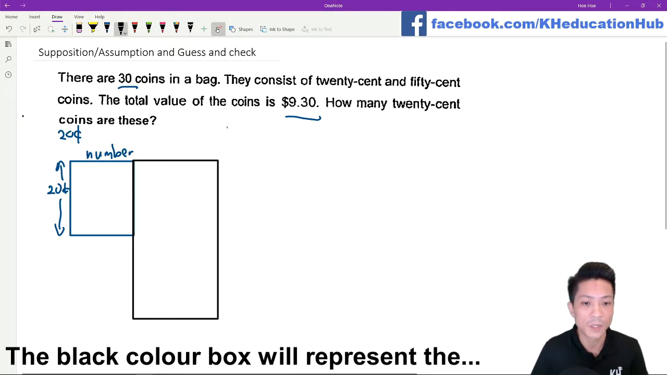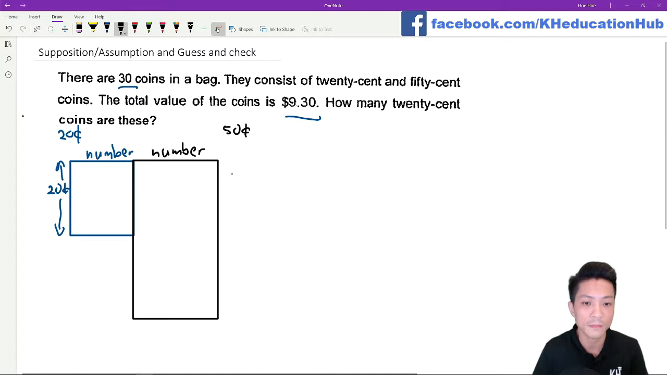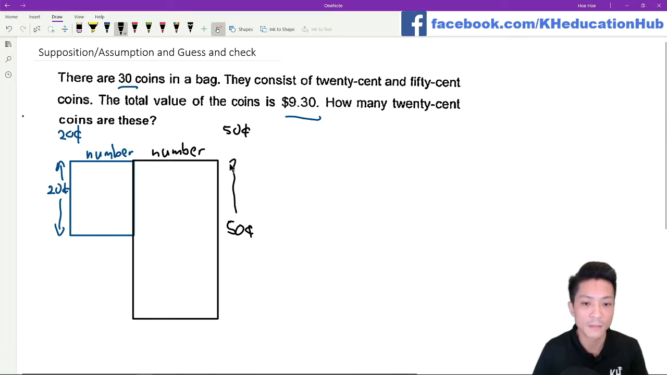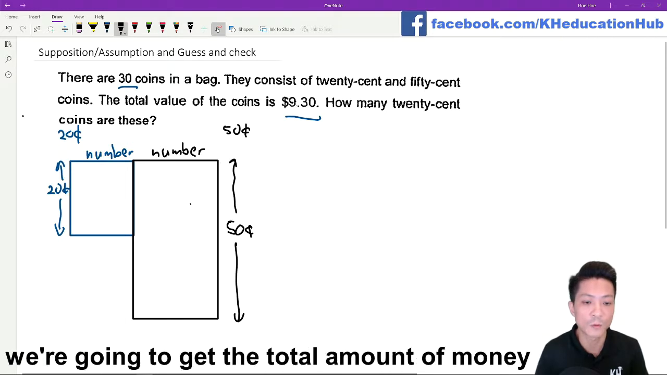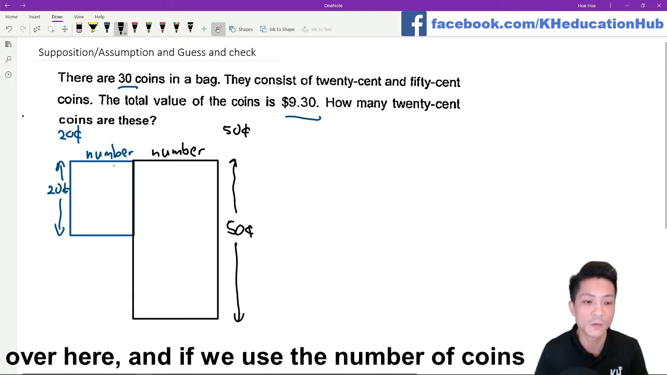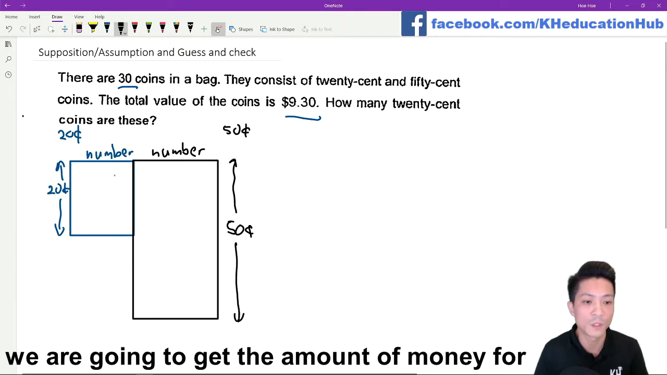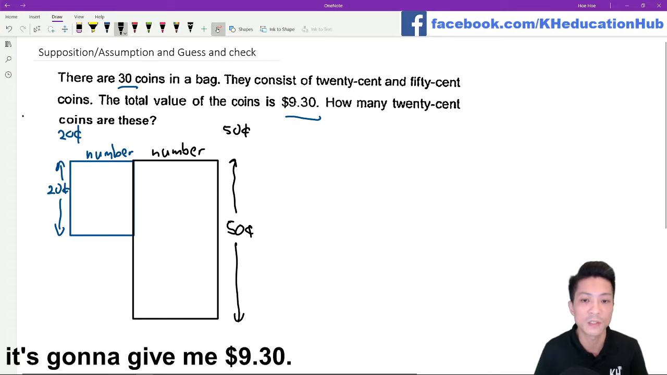Okay, the black color box will represent the 50-cent coins. This will be the number. And the height will represent the 50 cent. If we use the number of coins multiplied by 50 cent, we're gonna get the total amount of money over here. And if we use the number of 20-cent coins multiplied by 20 cent, we're gonna get the amount of money for the 20-cent coins. And if we add them together, it's gonna give me $9.30.